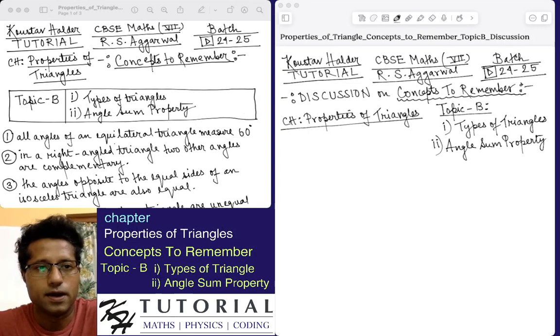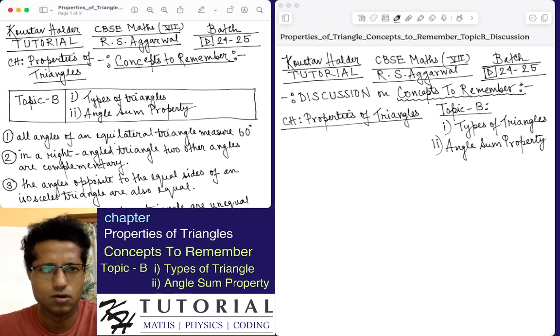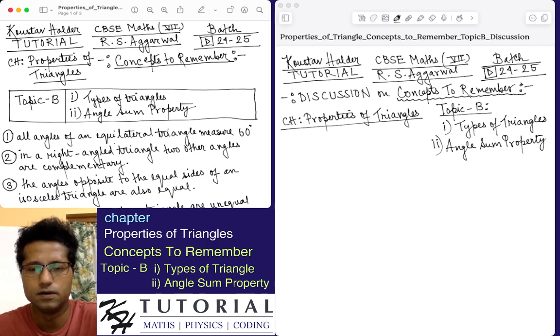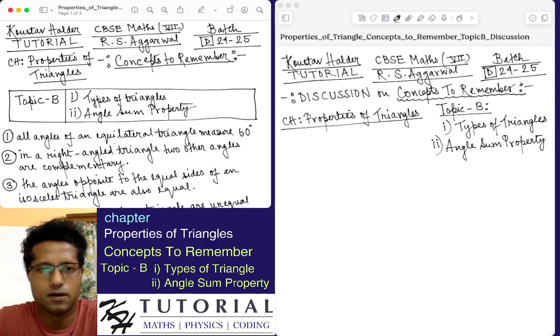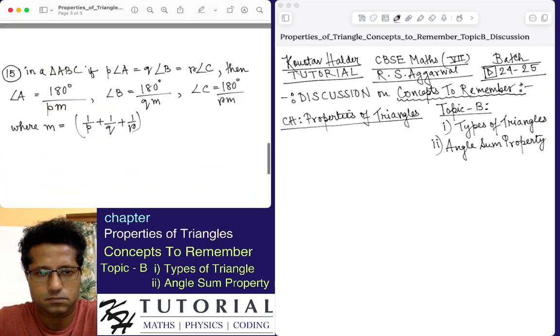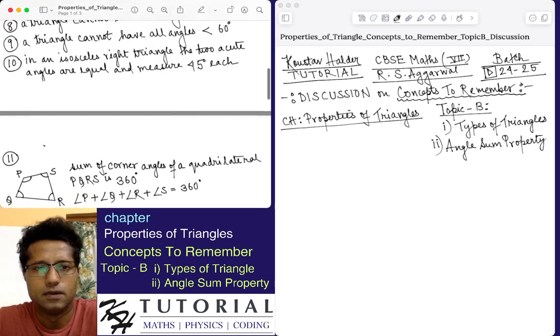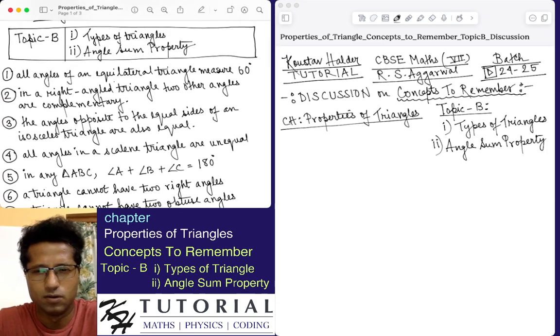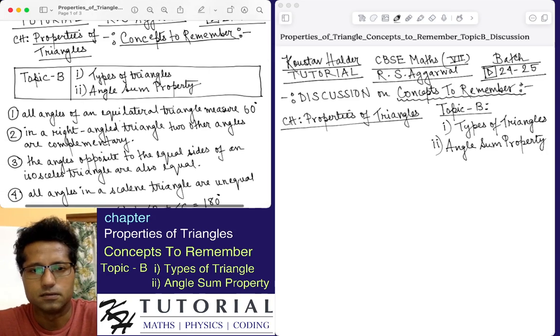Okay. So I have my rough notes and the key concepts that I will discuss in this topic B on the chapter Properties of Triangles, which will cover two topics, that is types of triangles and angle sum property. As you know, in this series of videos I will only mention the key concepts. I will not discuss much. I have lots of points to cover. As you can see, there are almost 15 points that I will talk about, with a little bit of discussion wherever necessary.